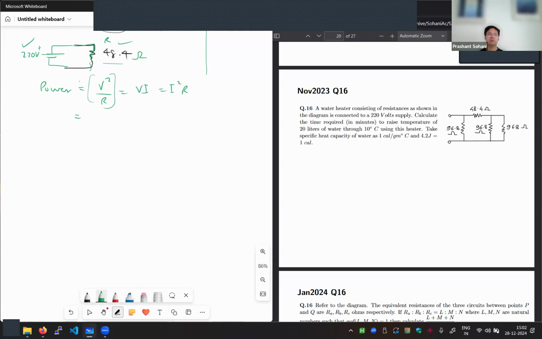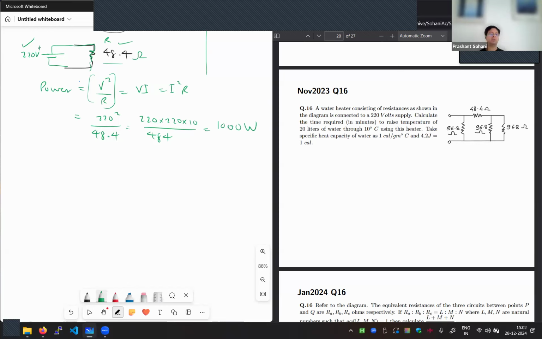So therefore, the power of this resistance is 220 square upon 48.4. And see, conveniently the denominator is just 22 square after the decimal is shifted. So I can write it as, so I think after everything cancels, I'll be just left with 1000. And the unit of power is watts. Okay, so the resistance has a power of 1000 watts.